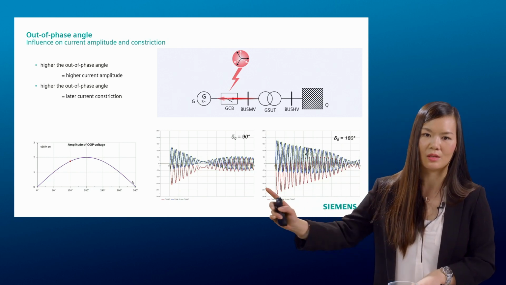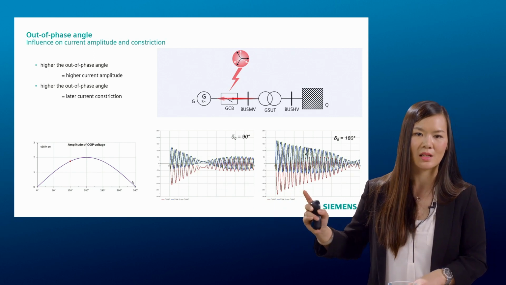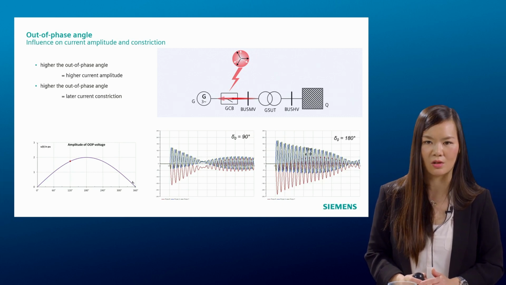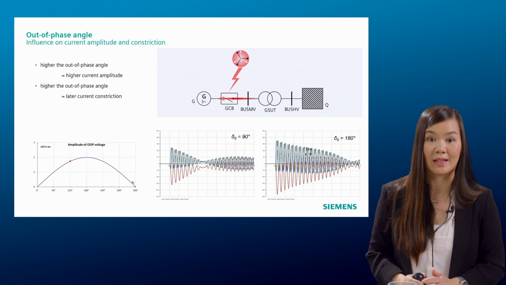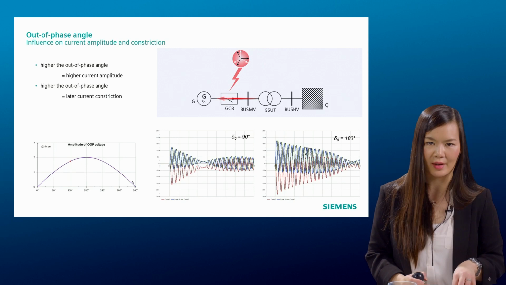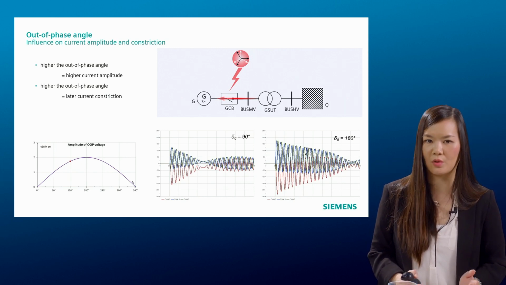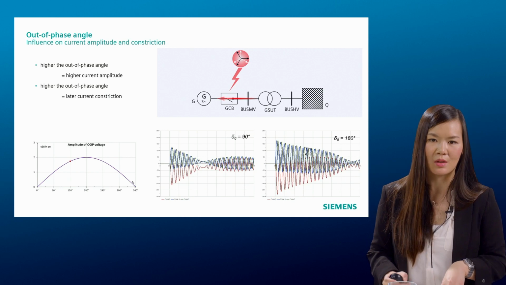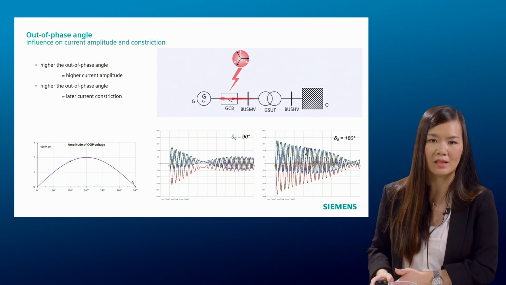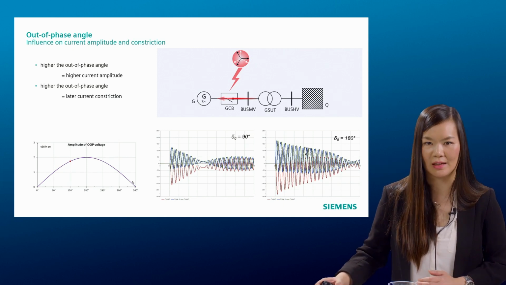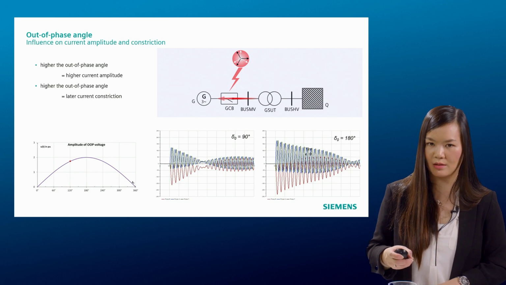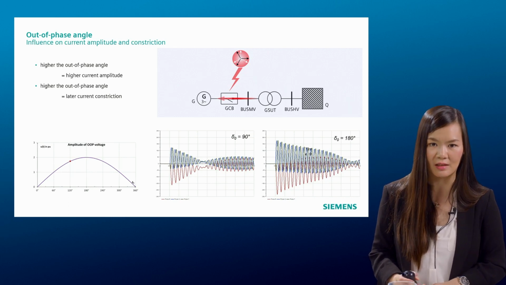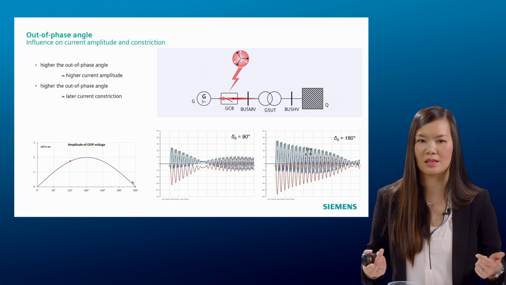As you can see here in my two diagrams with the direct comparison, it's the same set of machines, same set of system network. You have seen the current constriction we talked about before. We can clearly see that with the out of phase angle of only 90 degrees, a smaller angle, you would have a smaller fault current, of course, because the driving voltage is now smaller. However, with the same system at 180 degrees out of phase angle, the current constriction is now happening later. The factors which dictate this behavior are largely the machine parameters, time constants and reactances.